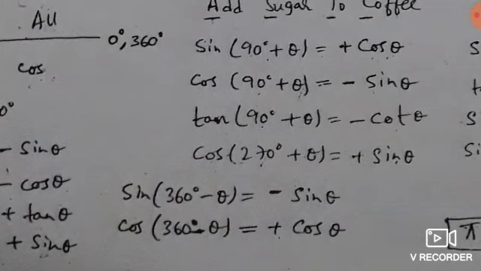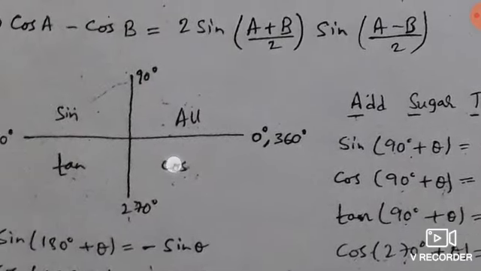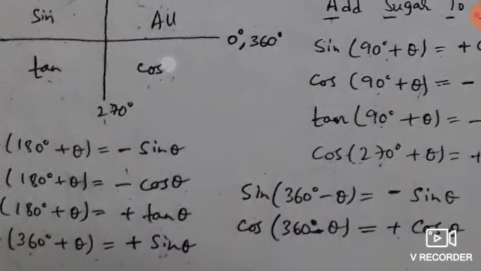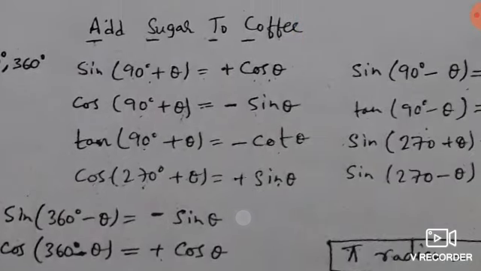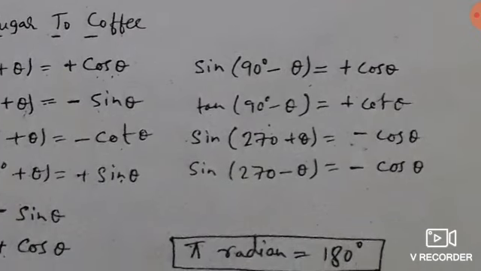We can see here the value of sin 360 degree minus theta. 360 degree minus theta will fall in the fourth quadrant, where only cos is positive, so the value of sin will be negative. And we can also see that sin 270 plus theta will be minus cos theta. In this way we can find out the values of allied angles, sin 135 degree, cos 135 degree.